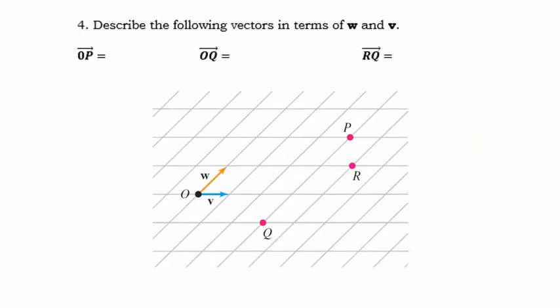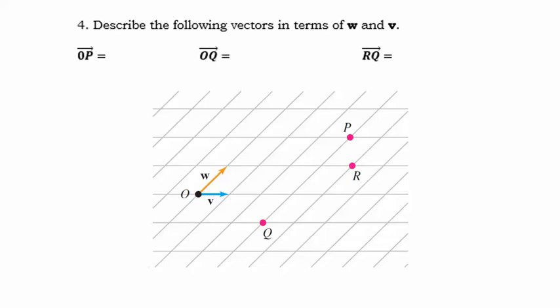All right, so let's do a similar thing as what we did in a previous problem. Describe the following vectors in terms of w and v. It'd be a good idea here to pause the video and see if you can figure what these are in terms of w and v, and then start it again when you have your answer.